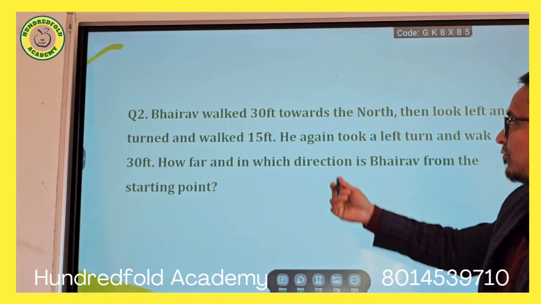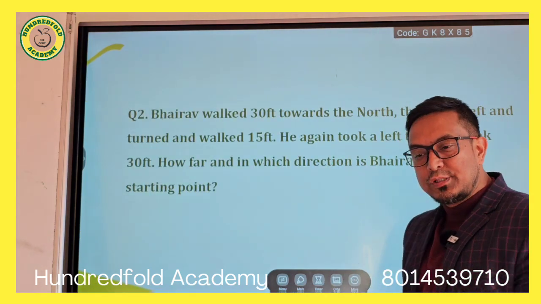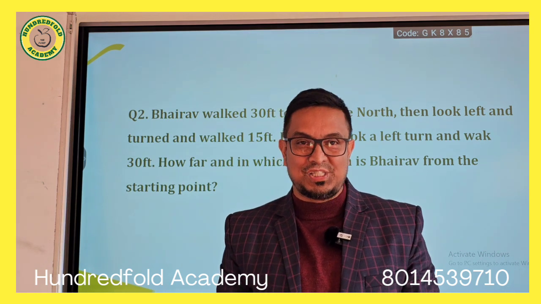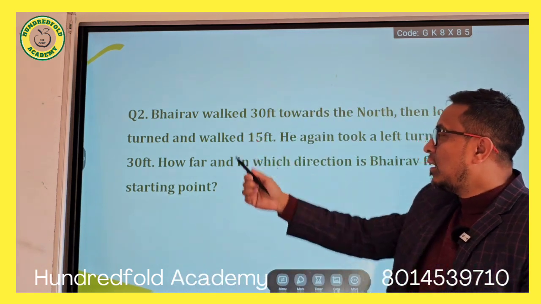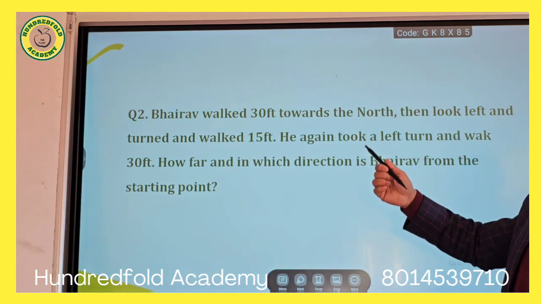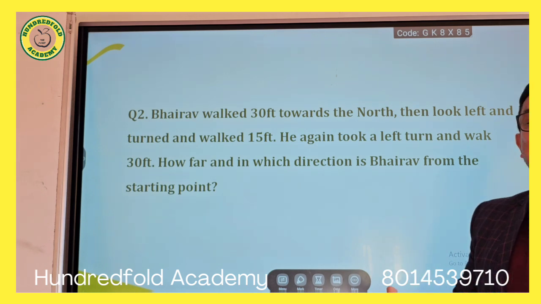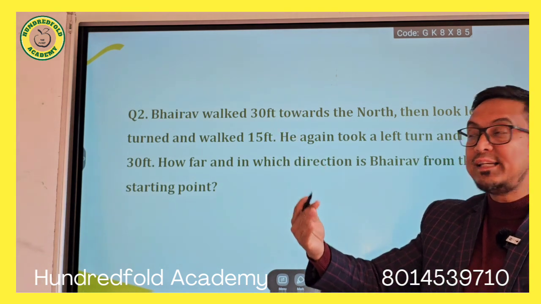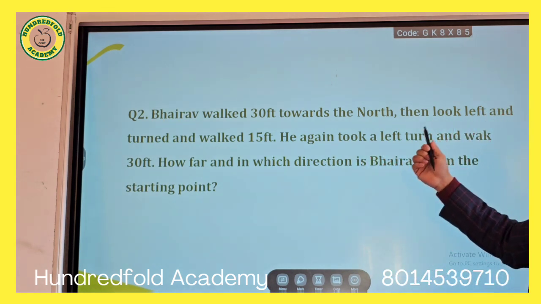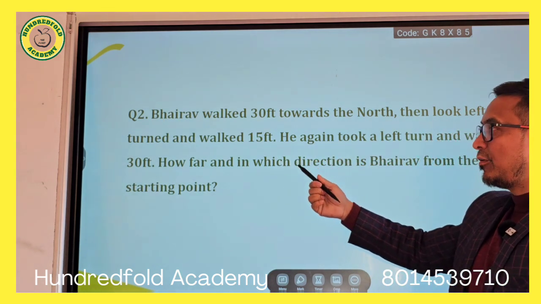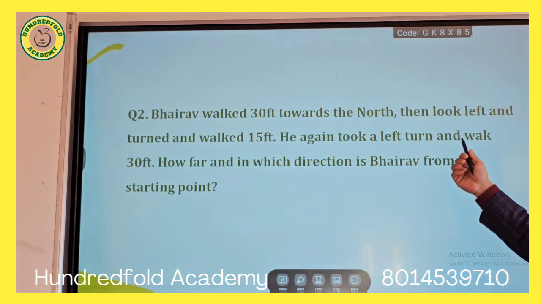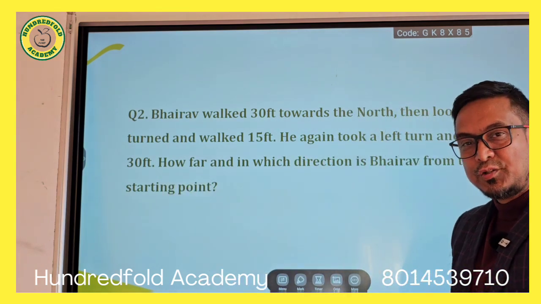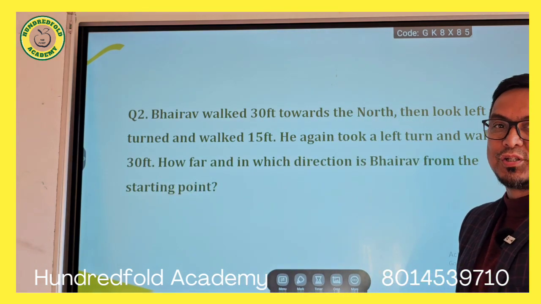And likewise, let's say for example, sometimes you just have to find direction, but sometimes you may have to do even a bit of calculation. Like these sums. They say, Bhairav walked 30 feet towards the north. Now you know this person is walking towards the north. It's not facing north. Then look left and turn and walk 15 feet. He again took left and then walked. So they have given you 15 feet. They have given you 30 feet. So numbers are there. So some calculation will be there.